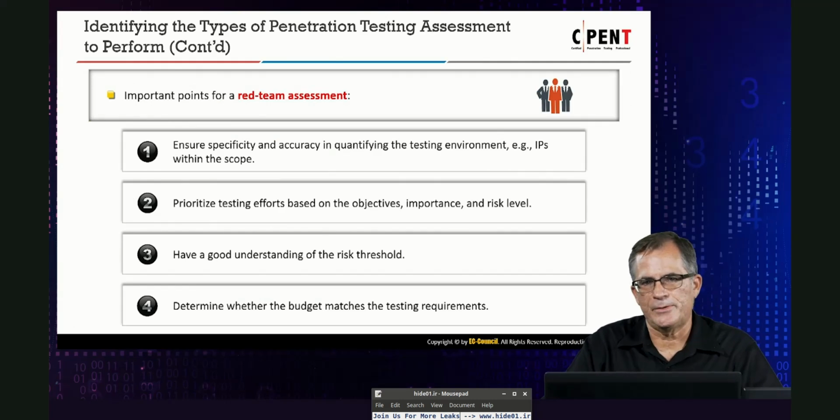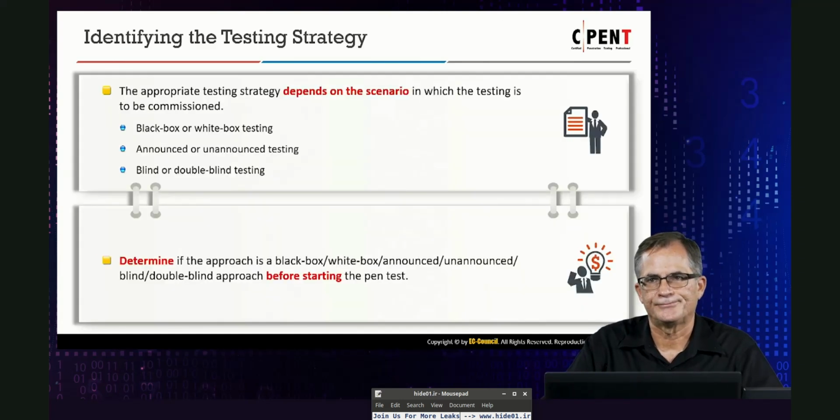If it's a red team assessment, make sure you understand what you're testing and the IPs within scope. You don't want to test something out of scope. Make sure you understand the objectives, the importance, the risk level, and the risk threshold. And make sure that you've properly budgeted the actual test based on requirements.